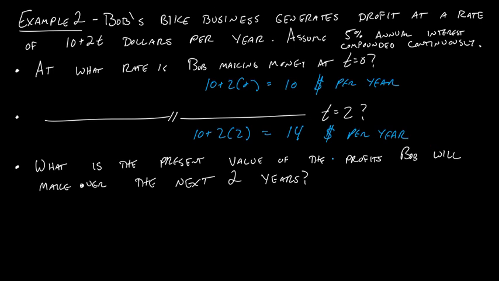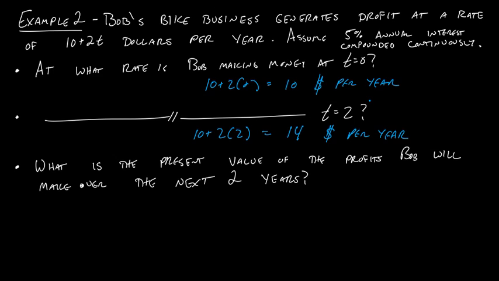Now, the question we're going to ask is, what is the present value of Bob's profits over the next 2 years if you assume this interest rate, right? What that's asking for is the lump sum that's equivalent to making money at this rate over the next 2 years and just dropping it straight into the bank account.